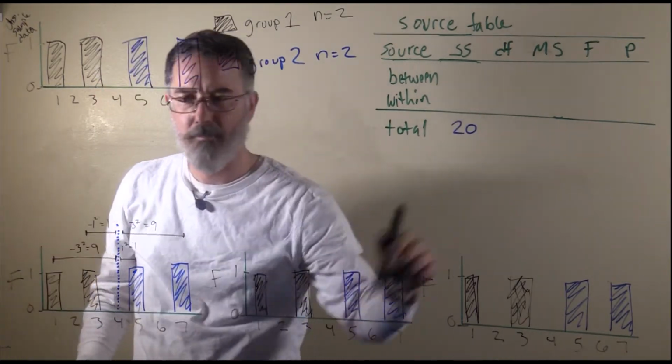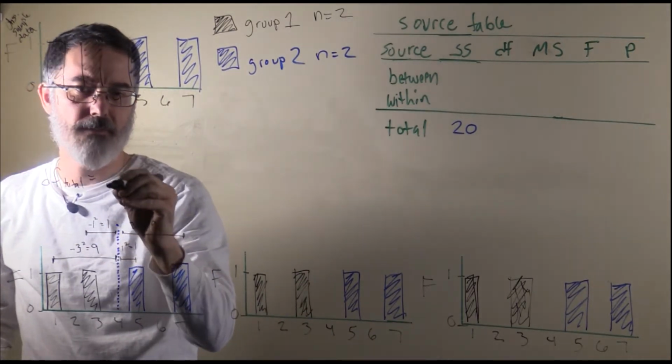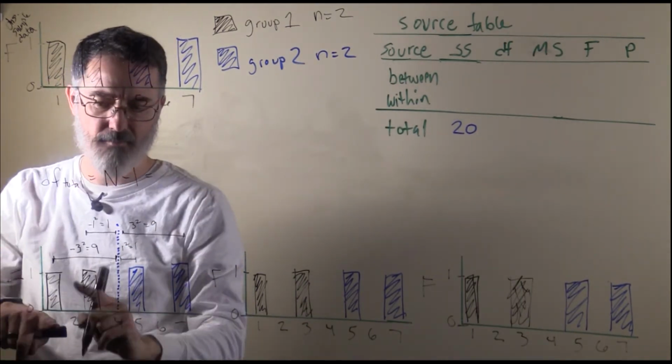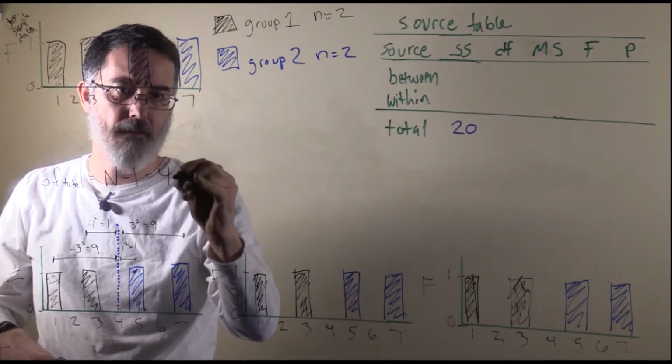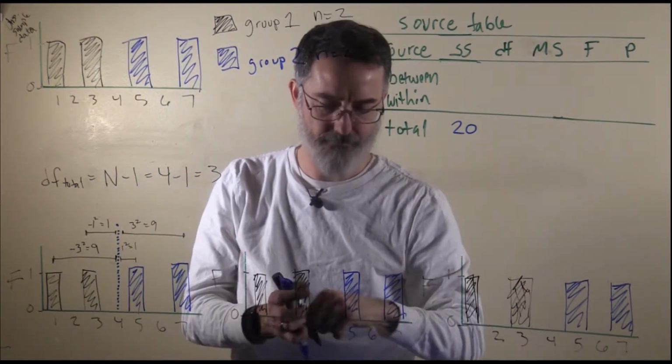And for our degrees of freedom total, remember that's just the total sample size, ignoring grouping, minus 1. So in this case, we have 1, 2, 3, 4 people, minus 1. So our degrees of freedom total is going to be 3.